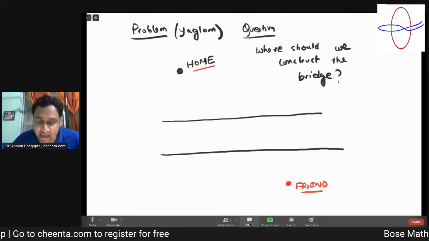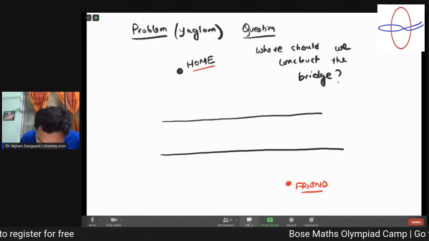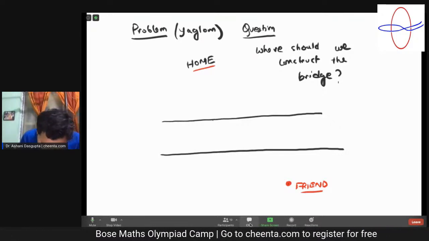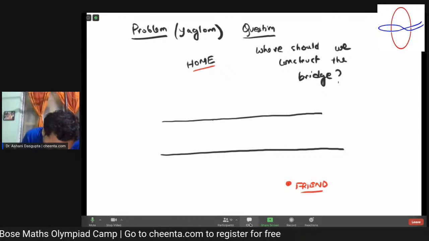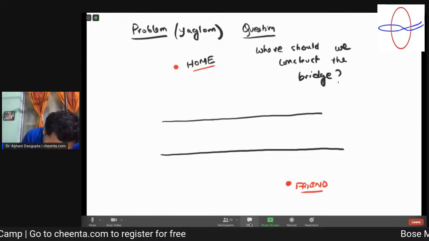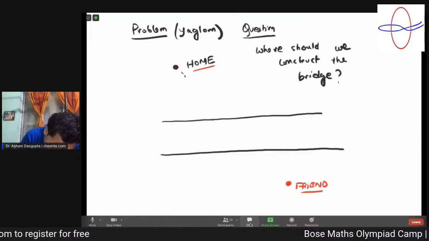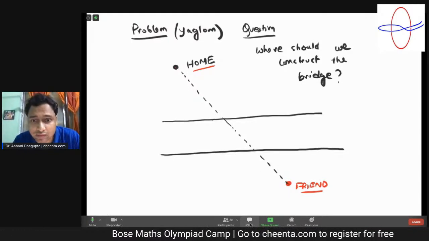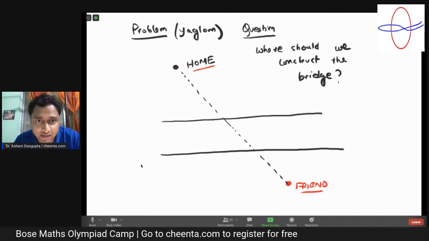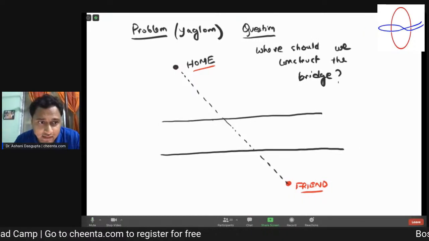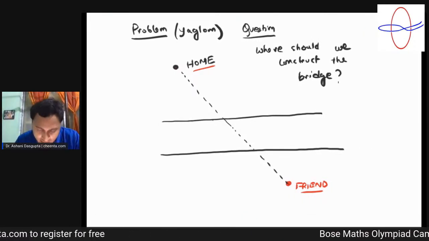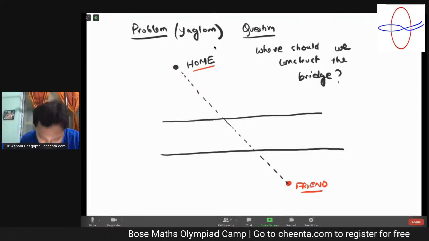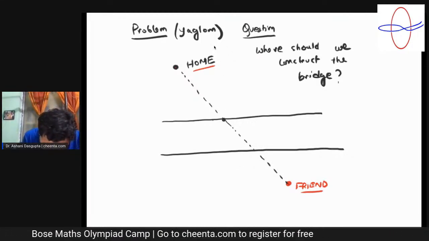So Shouradip is saying, join your home and friend's home by a straight line. We can't really do that because, of course, you understand why we can't do that. Sir, it will intersect at 2 points. Yes, indeed, they will intersect here and here.